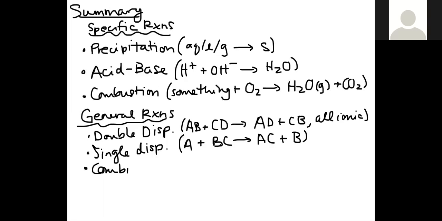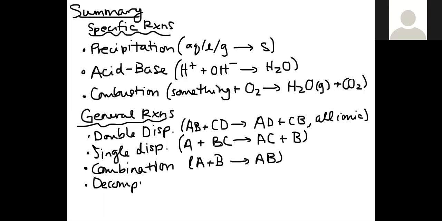Combination is A plus B goes to AB. And decomposition is the opposite of combination. These will never overlap, except in which case? Double displacement and decomposition when there's a bicarbonate and an acid. So generally, these will not overlap except in that last case, that special reaction.